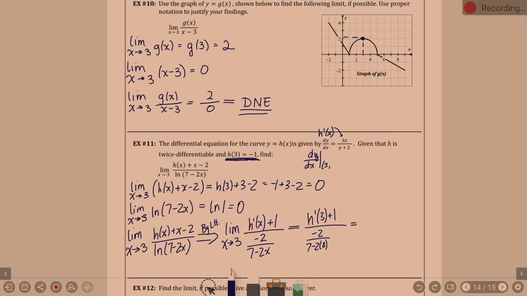So if we plug in 3 and negative 1, what do we get there? 9. We get 9. So what's h prime of 3? 9 plus 1 is 10. Denominator is negative 2. So 10 divided by negative 2, which is negative 5. Negative 5. Oof.